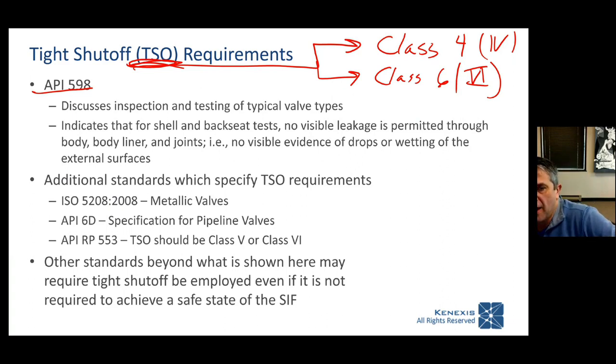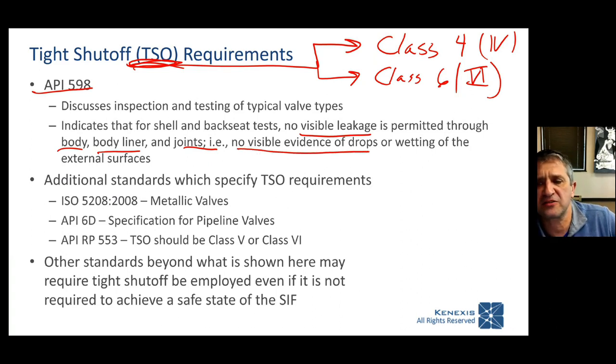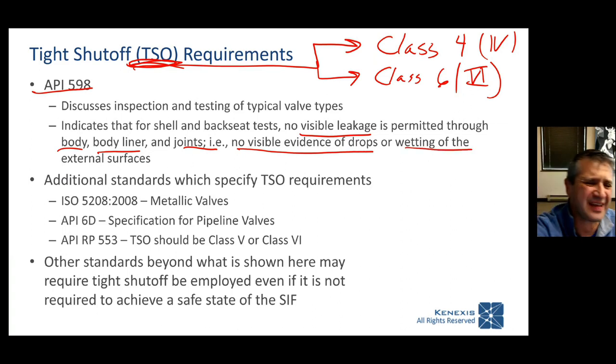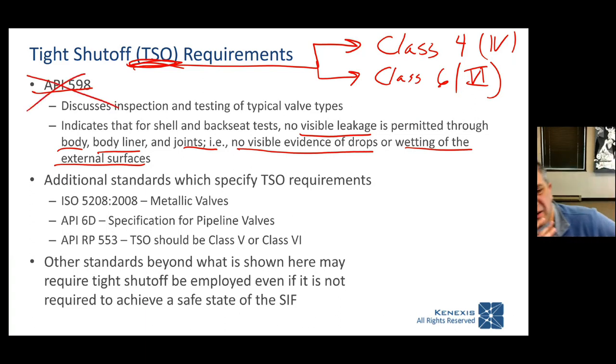For shell and backseat tests, if there is no visible leakage through the body, liner, and joints, then that's a tight shutoff. No visible evidence of drops or wetting of the external surfaces. Wow, this doesn't even seem to actually apply to the process service. So I'm not going to talk about that much anymore.